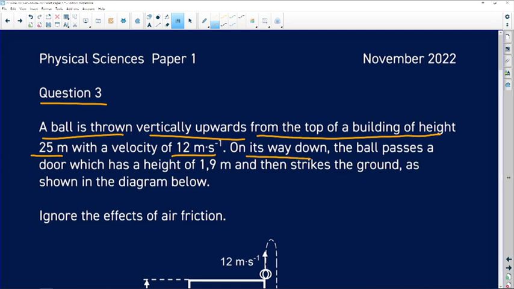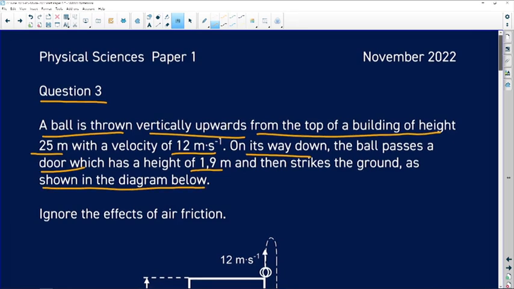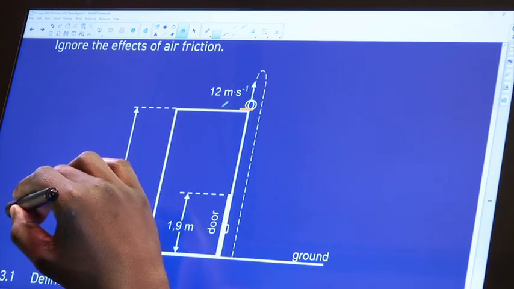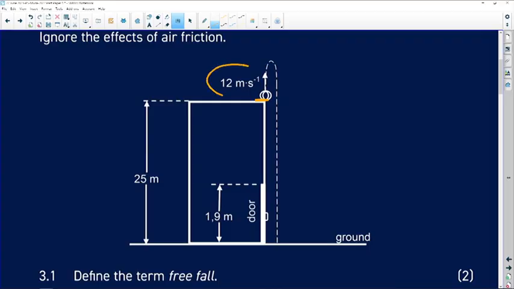On its way down, the ball passes a door which has a height of 1.9 meters, and then strikes the ground as shown in the diagram below. Let us look at our diagram to see. You can see that the ball was thrown vertically upwards from the top of a building. The velocity is given as 12 meters per second.